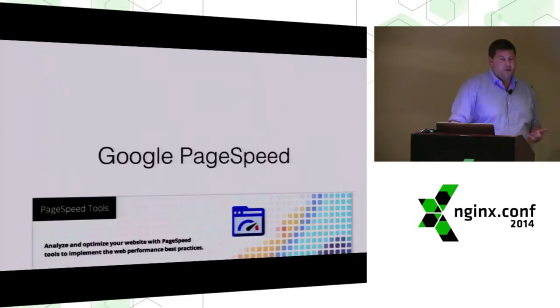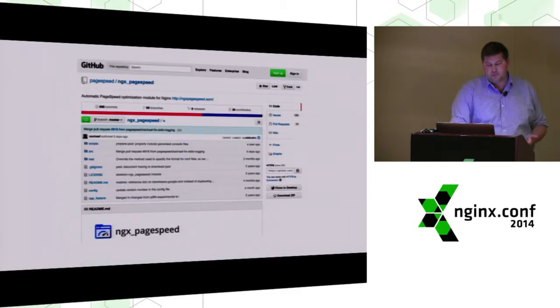Most people are probably familiar with Google PageSpeed. Google contributes a ton of resources towards making the web fast, and one of them is PageSpeed. In case you don't know it, it's available in a few different forms. It allows you to analyze and optimize your website to get web performance best practices, so client-side tips on how to improve performance.